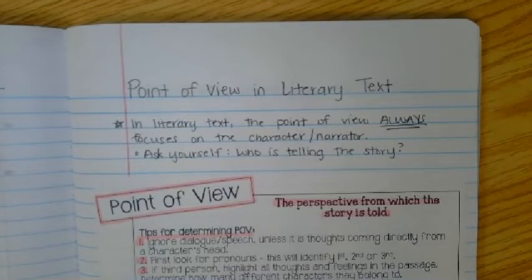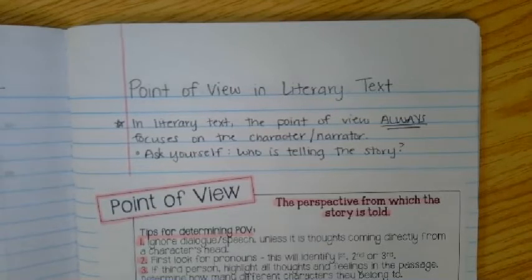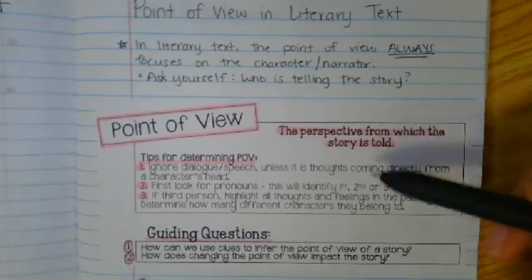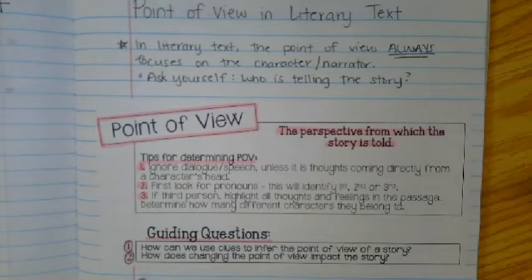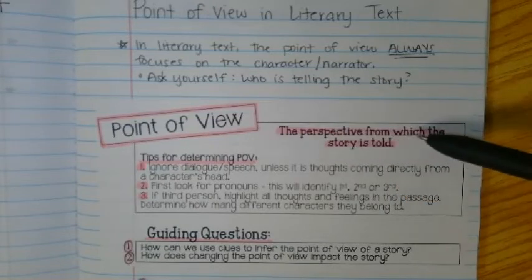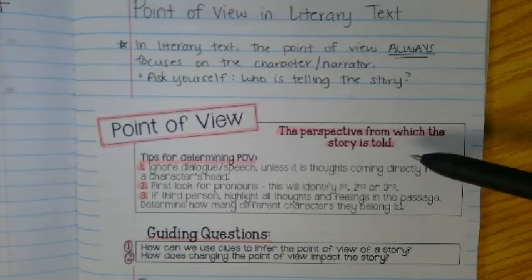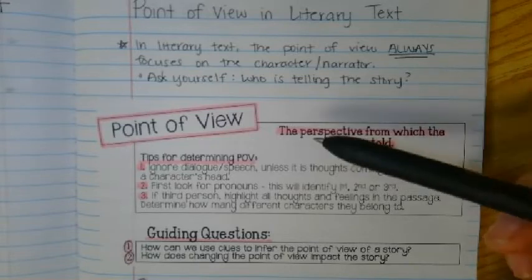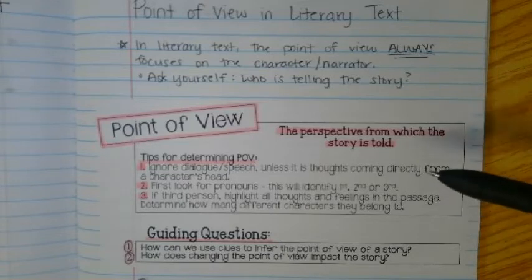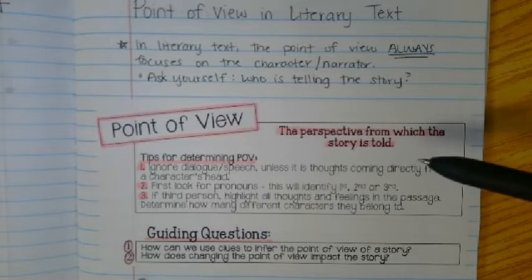Now, what you are going to do on the first page of point of view is go ahead and cut out and glue in this first little sheet that's in your packet. Now, it tells you first and foremost what point of view is. It says the perspective from which the story is told. So the point of view is basically who's telling the story, who is seeing it through their eyes and then telling it to you as the reader or the audience.